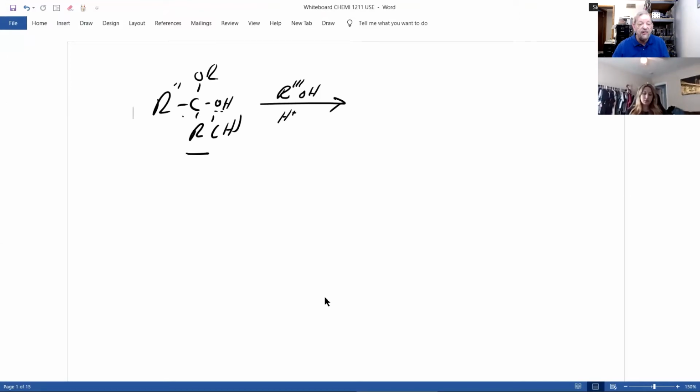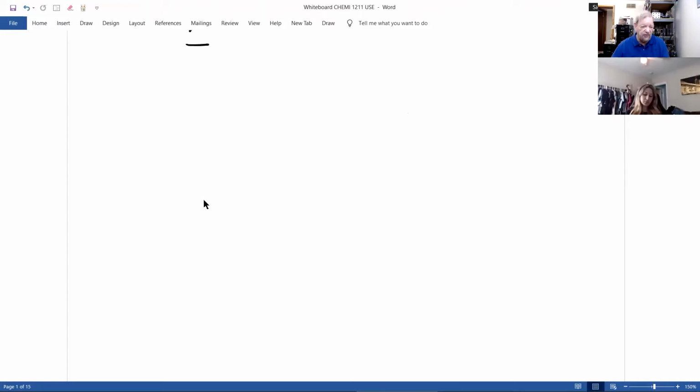You replace this hydroxyl group with the OR triple prime from the alcohol you're reacting that molecule with. Everything else that was attached to this carbon with 2 oxygens stays, and it's attached to that carbon. And so where this plays a role is in starch formations.